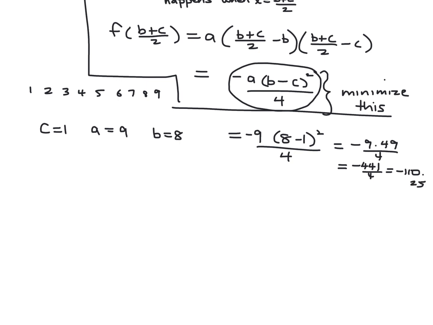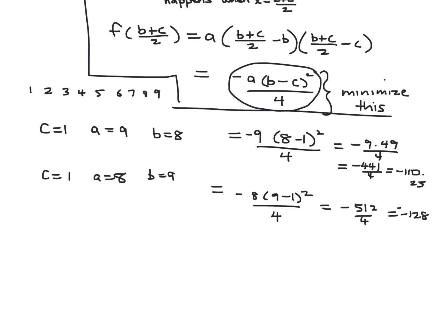Okay, let's see if I can go even lower. c I'll keep at 1. This time I'll make b equal to 9 and a equal to 8. Let's see what I get. This time it'll be −8(9 − 1)²/4, and that is −512/4, which is −128. So that's even lower. So that is the one that's the lowest.